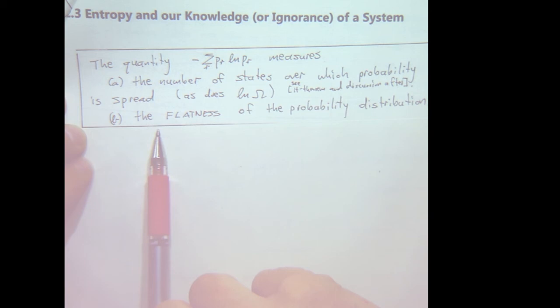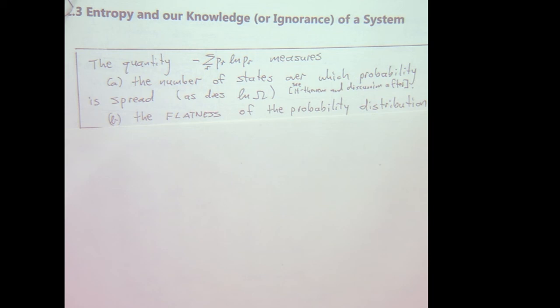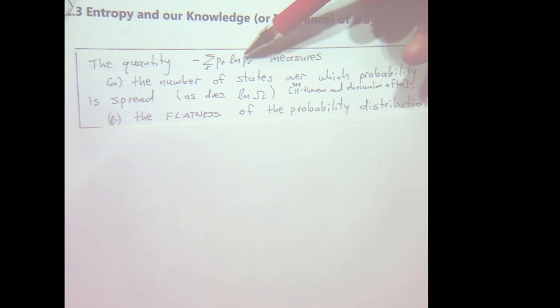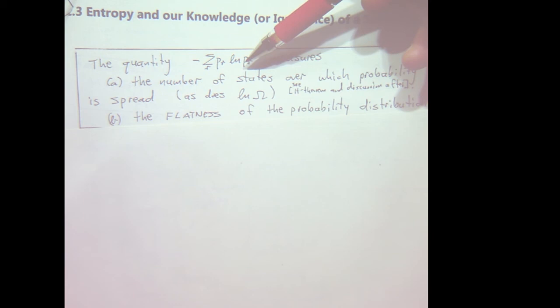It also measures the flatness of the probability distribution. In fact, that's what we just saw. If the probability distribution is flat, then that number is maximized. And if it's completely peaked on one state, then that number is, in fact, as small as possible.